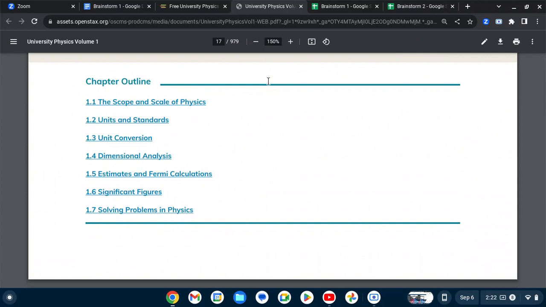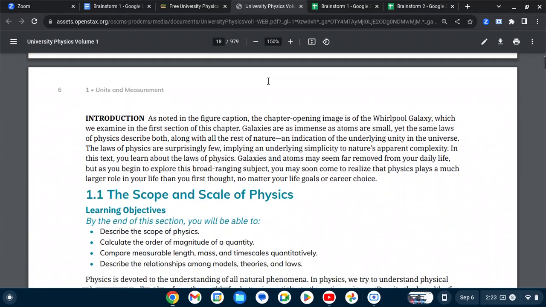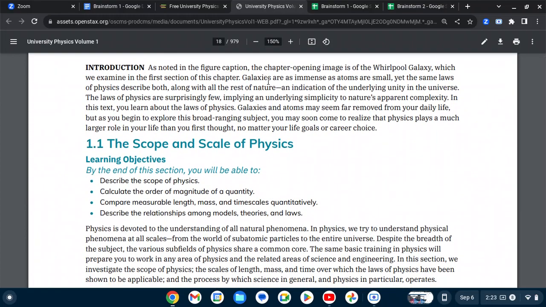Chapter outline. The scope and scale of physics, units and standards, unit conversions, dimensional analysis, estimates and Fermi calculations, significant figures, solving problems in physics. It's actually going to be really similar to chemistry. Introduction. As noted in the figure caption, the chapter opening image is of the Whirlpool Galaxy, which we examine in the first section of this chapter.